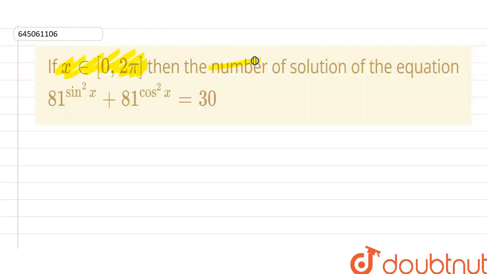Okay, so the given question here is: if x belongs to the interval 0 to 2π, then find the number of solutions of the equation 81^(sin²x) + 81^(cos²x) = 30. This is what we have to find out, the number of possible values of x within the given range.